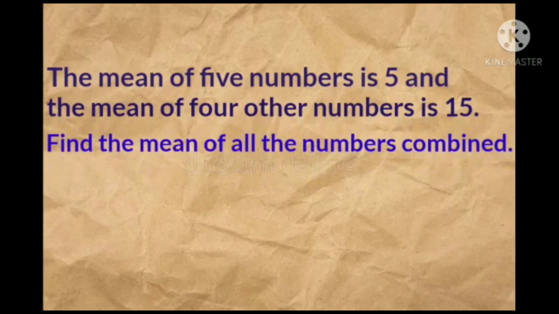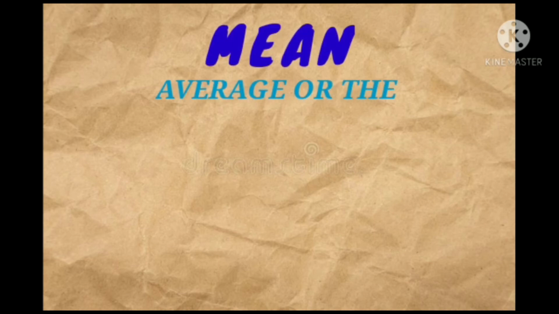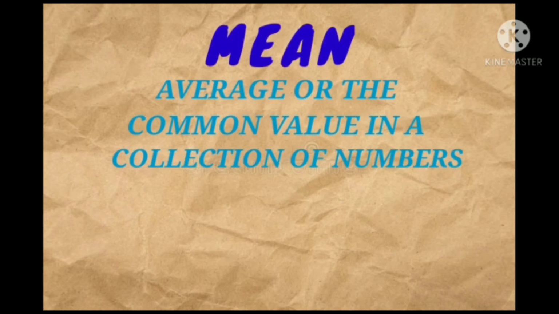Come on in with me. The mean of 5 numbers is 5 and the mean of 4 other numbers is 15. Find the mean of all the numbers combined. So what is mean first of all? Mean is the average or the common value in a collection of numbers.